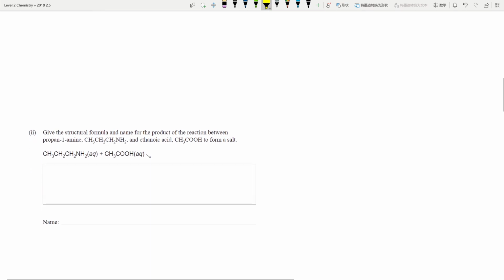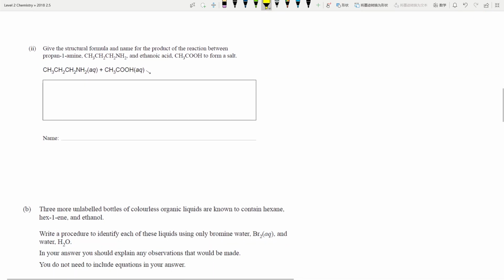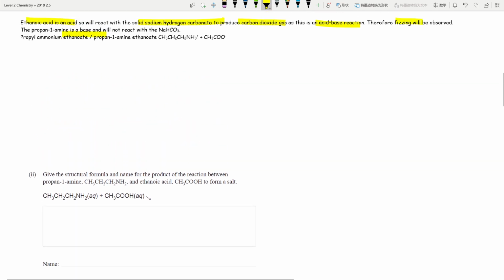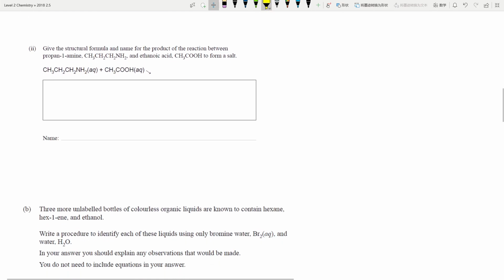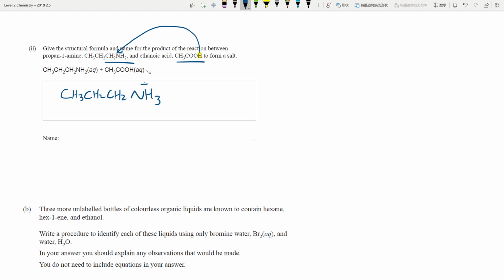Okay, next one: give the structural formula and name for the product of the reaction between propyl-1-amine and ethanoic acid. That's where the answer was for the last sentence just above, but we can just ignore it. This is an amine, this is a carboxylic acid. Again, as I mentioned in my other videos, all branches of chemistry are related. As an acid, it donates an H. This hydrogen that I highlighted will be donated to the base. Bases are hydrogen acceptors or proton acceptors, so they receive the H plus, and then you will get CH3CH2CH2NH3 plus, and then plus CH3COO minus.